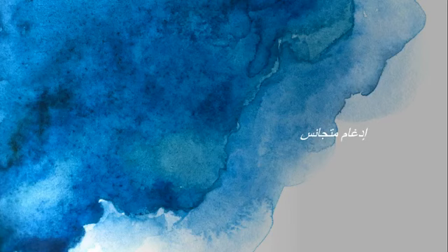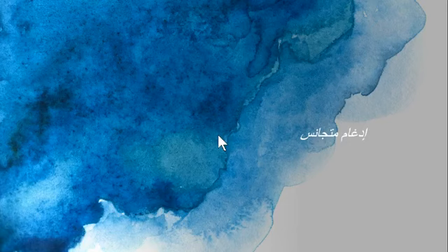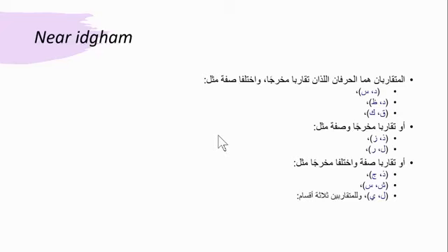Now there's a slight difference, so don't confuse yourself between idgham al-mutajanis, idgham al-mutaqarib and idgham al-mutamathil. Idgham al-mutamathil is the type where two letters are the same, just like the last time that we did them. Two identical letters, where we combine them into one letter, as if there was one ba. Versus when we're talking about idgham mutaqarib.